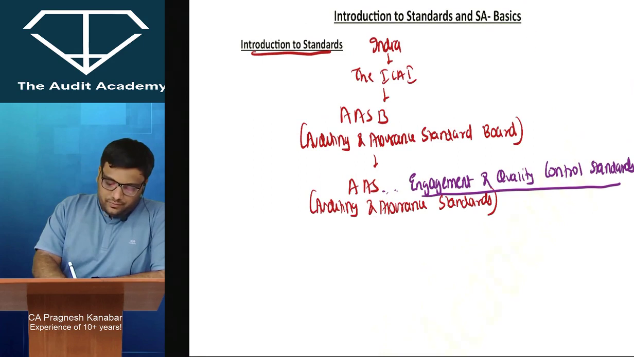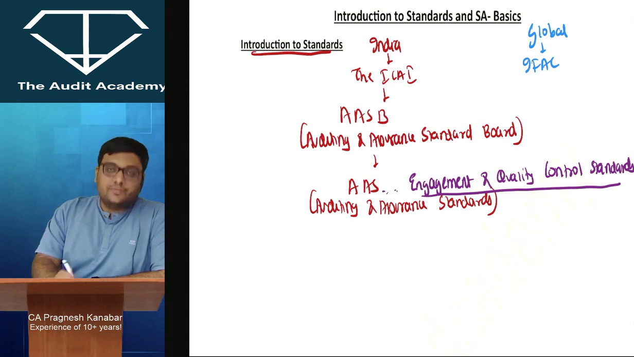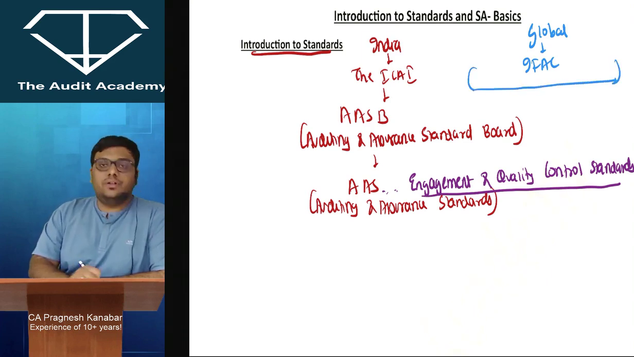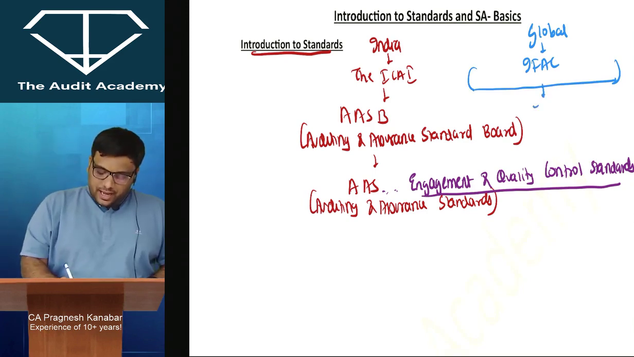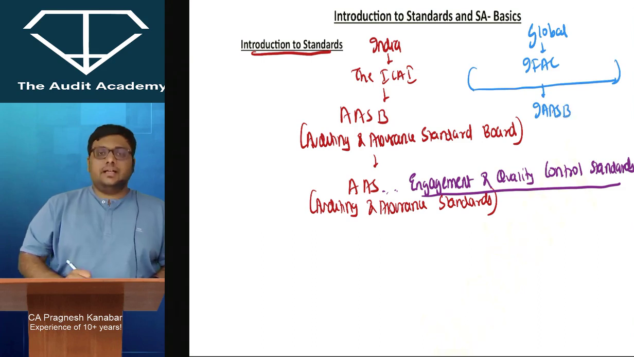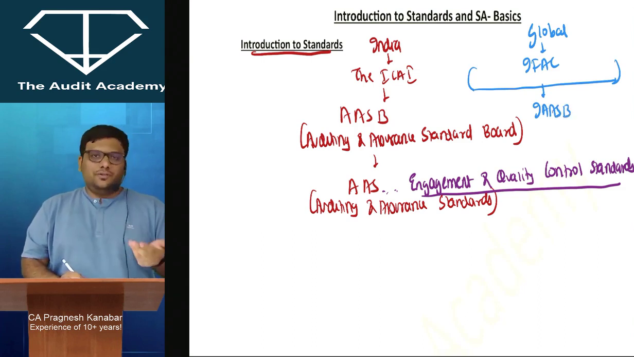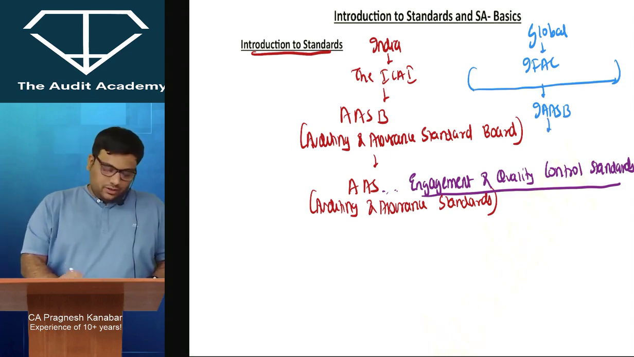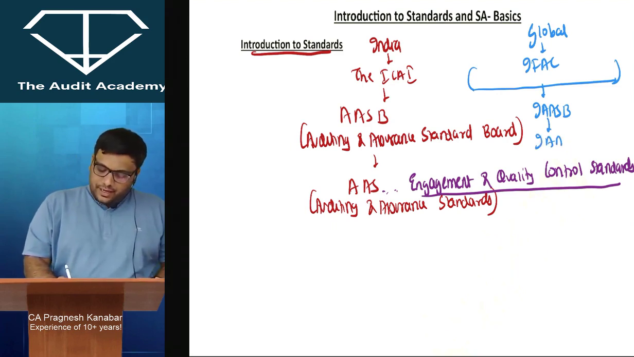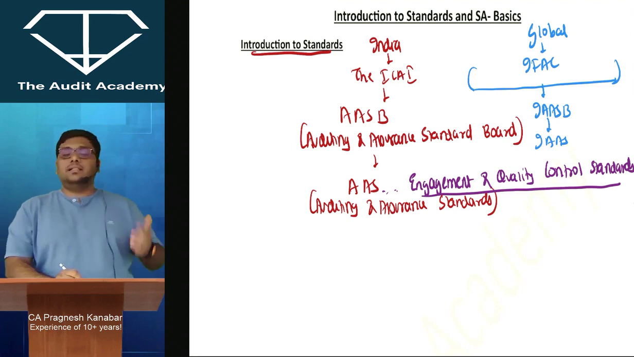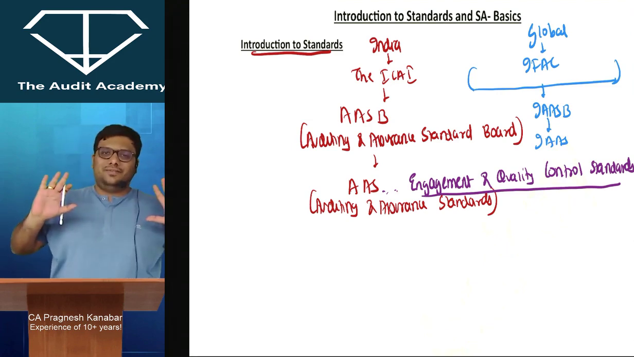At global level, and this is something interesting that you should know, we have IFAC, International Federation of Accountants. If you want to write the full form, you can pause the video and write it over here. International Federation of Accountants. Alright. And IFAC has created IAASB. Very obvious full form: International Auditing and Assurance Standard Board. This International Auditing and Assurance Standard Board has issued IAAS, that is International Auditing and Assurance Standards.